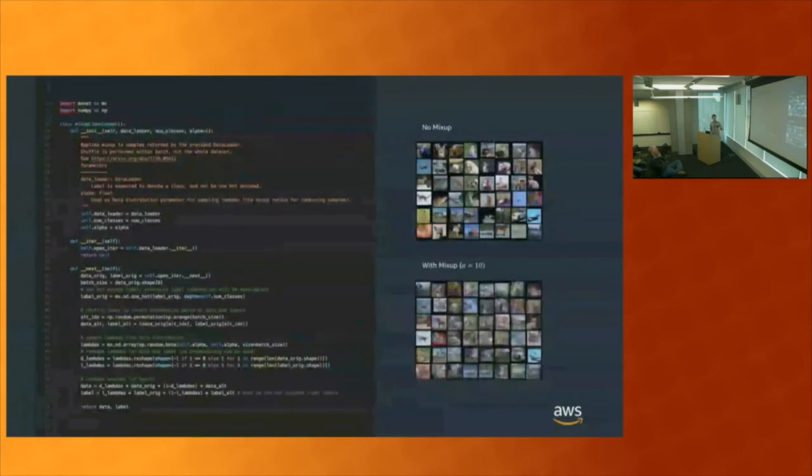This was just the implementation. Instead of choosing 2 random samples in your whole data set, you can do the mix-up just on a batch. And this was applying it per batch.